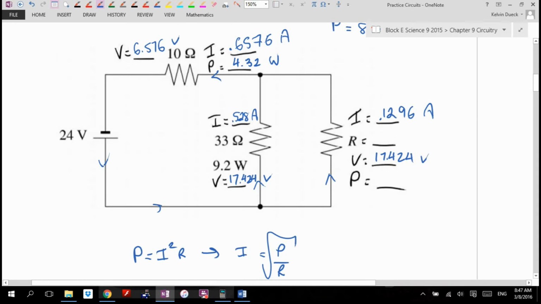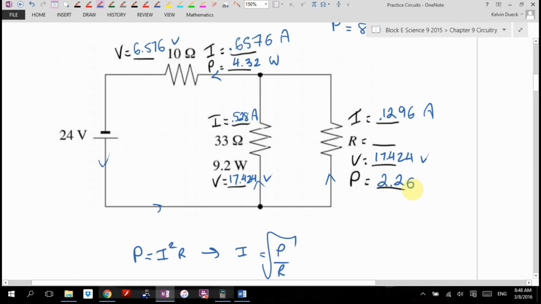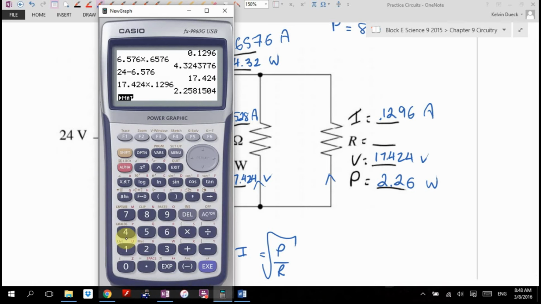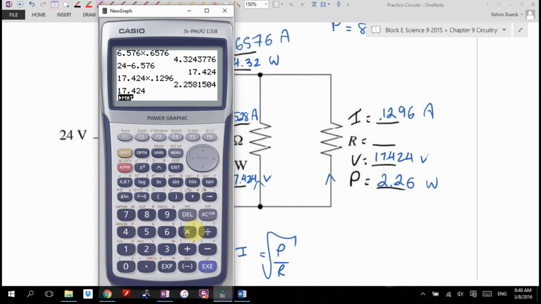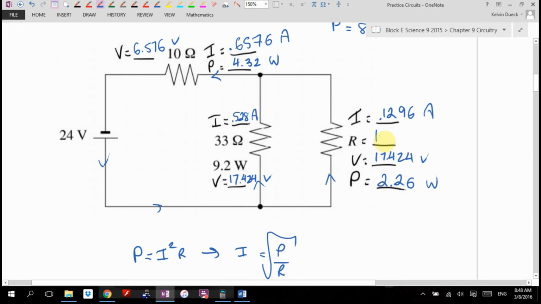Do I know 2 things? I know 3 things. I can now tell you the voltage, the power. 17.424 times 0.1296. How many watts? 2.26 watts. What's the resistance? R equals V divided by I. I said R, didn't I? It's 134 ohm resistor.